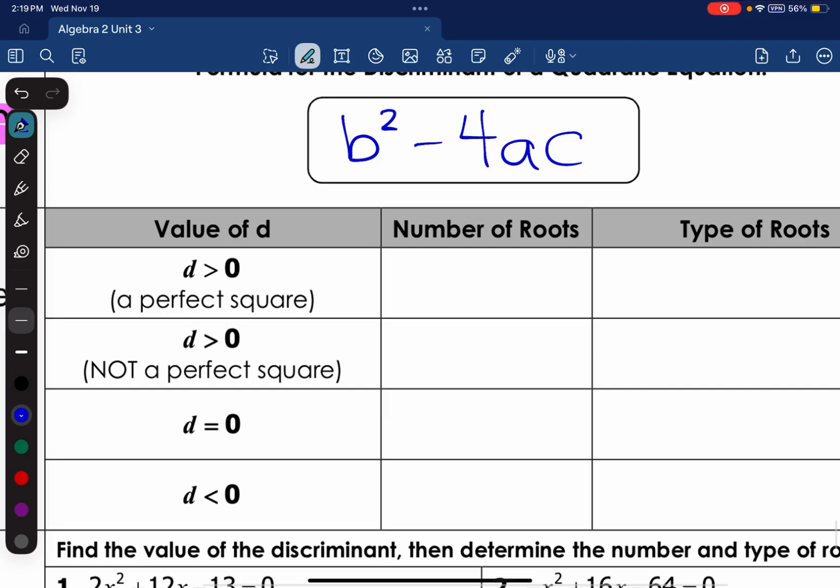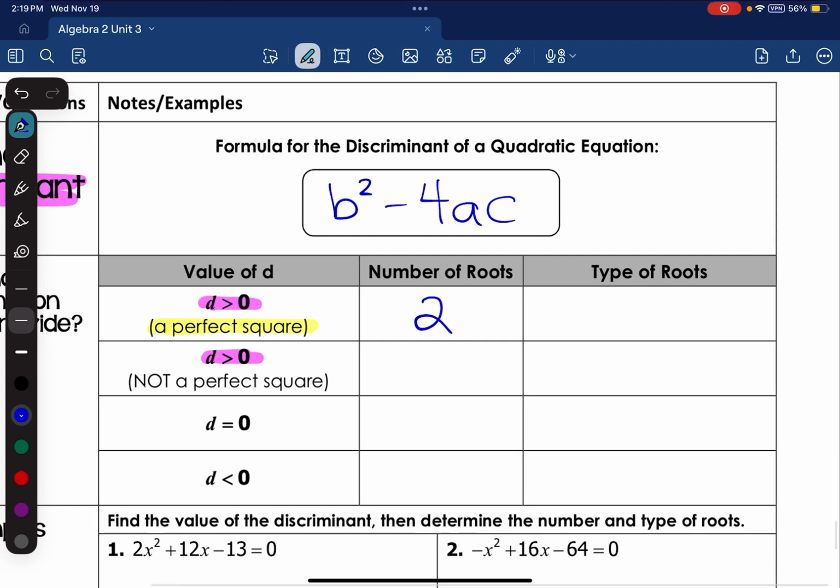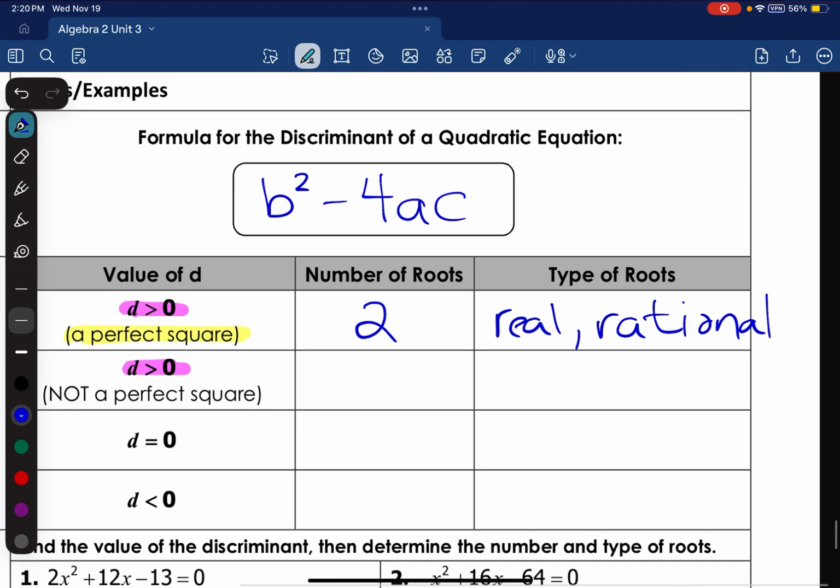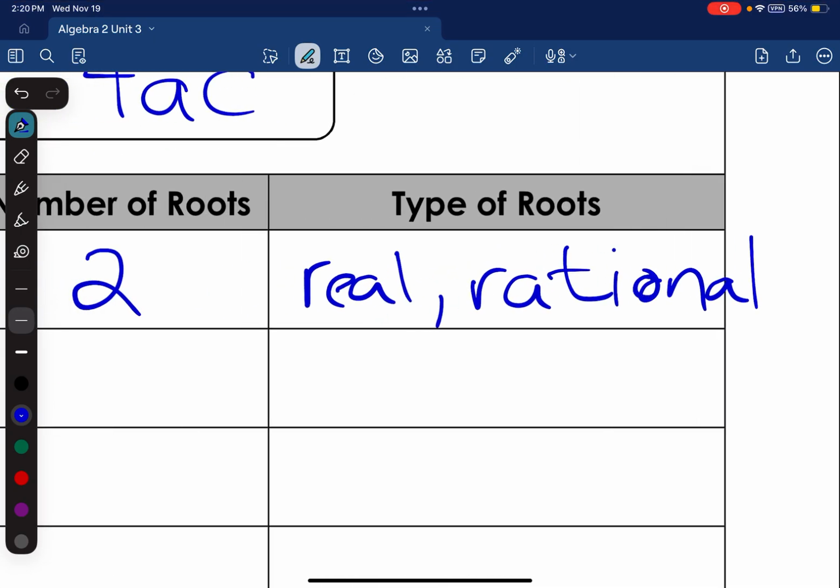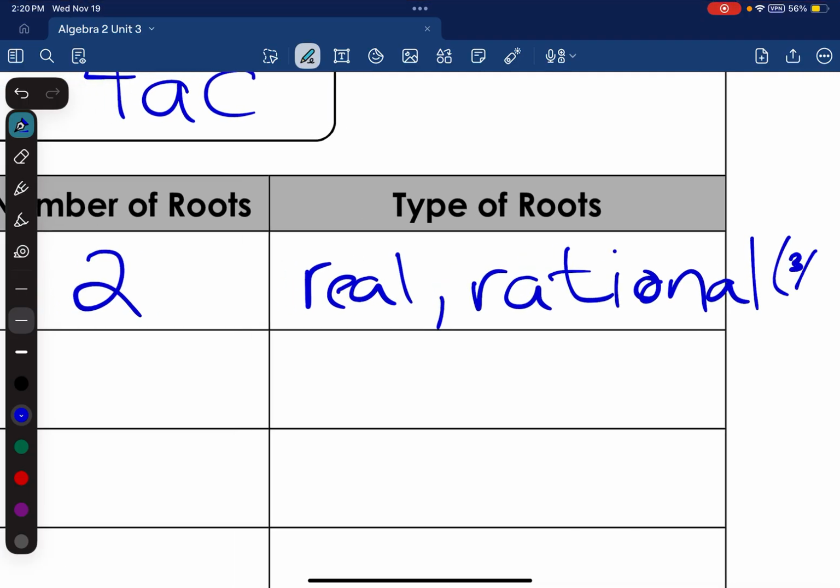So when I plug numbers into the discriminant from my equation, and the number is greater than 0, I have two options. I have to look, is it a perfect square or not? If it's bigger than 0 and it's a perfect square, then I'm going to have two answers, two roots. Those roots are going to be real numbers and rational numbers. Real numbers are whole numbers, negative numbers, and positive numbers. Rational numbers are fractions, so I'm going to put a fraction in parentheses to remind me that's what a rational number is.